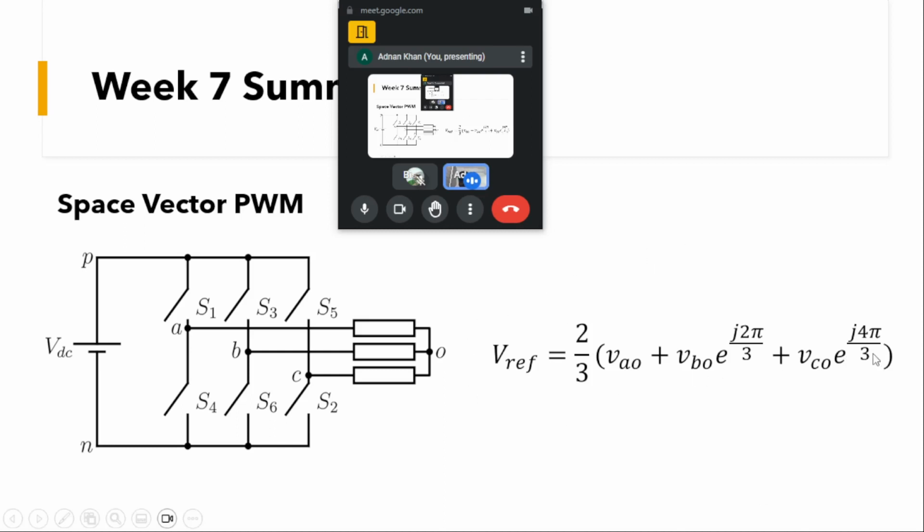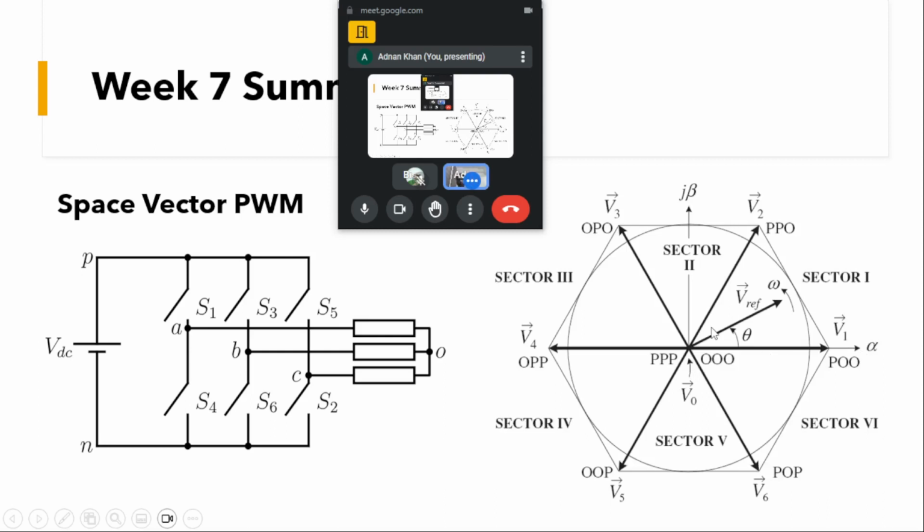When we are able to transform these 3 phases into a single vector, this Vref will correspond to different locations of the resultant vector that has been developed by the transformation. So we saw different switching states. If we are having any of these zero switching states, that means PPP or OOO, the amplitude of our vector will be 0.